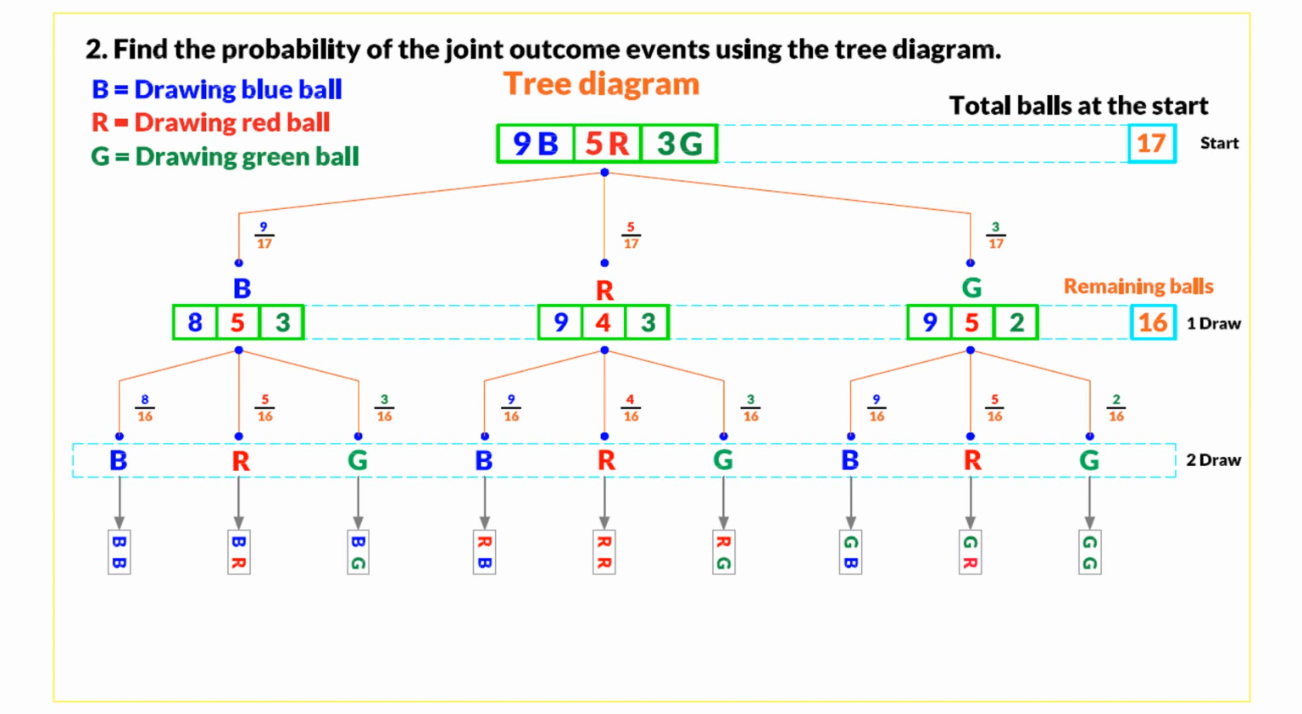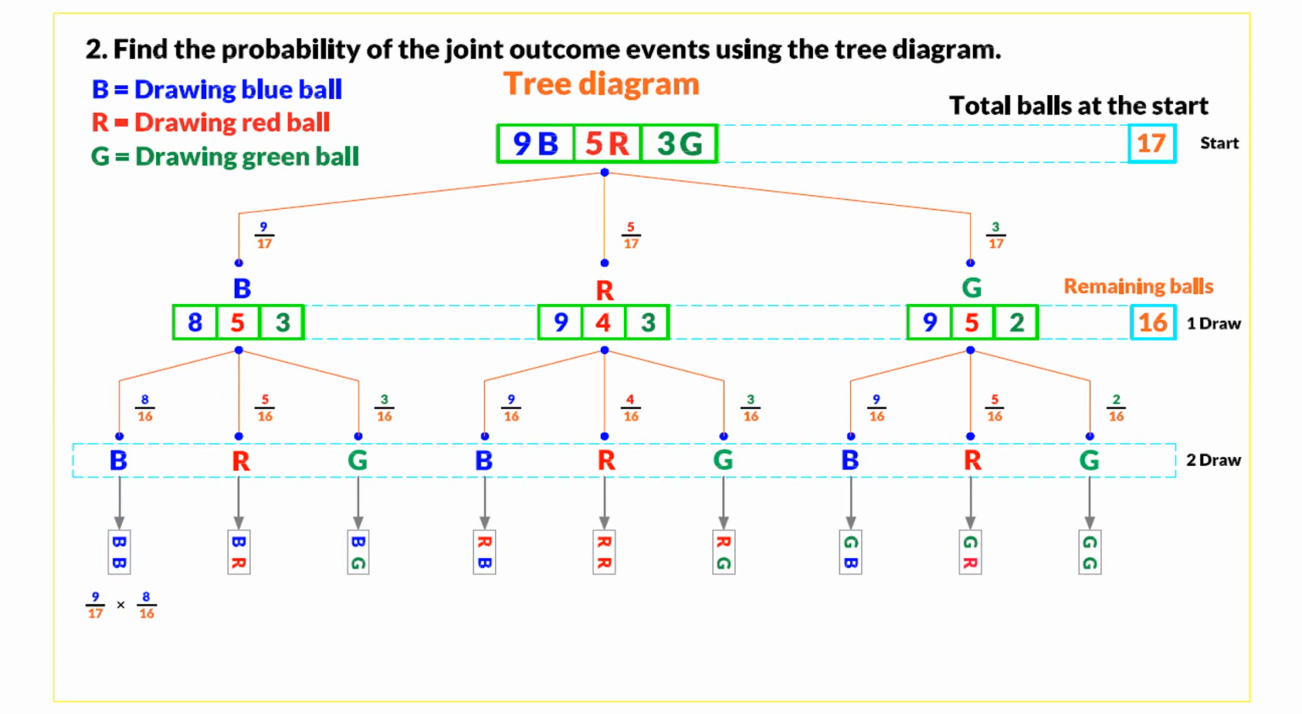And now let us find the probability for each joint outcome. So let us find the probability of first blue and second blue. So we highlight the branches leading to this event, and we multiply the probability of the first branch with the probability of the second branch, and we get the probability of blue first and blue second.